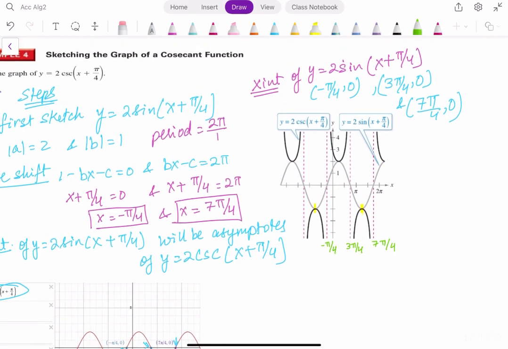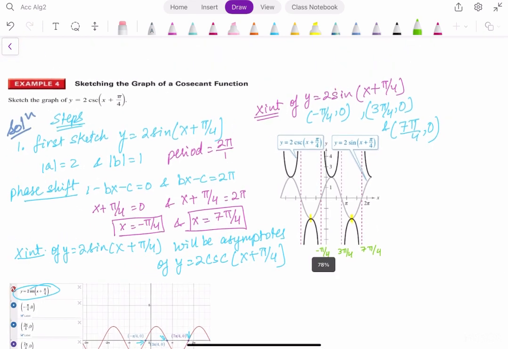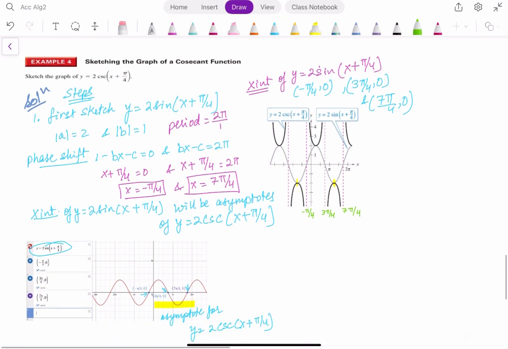So this is the whole entire gist of graphing tangent, cotangent, secant, and cosecant functions.